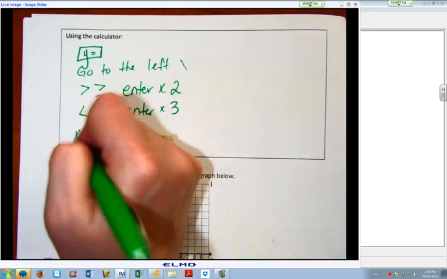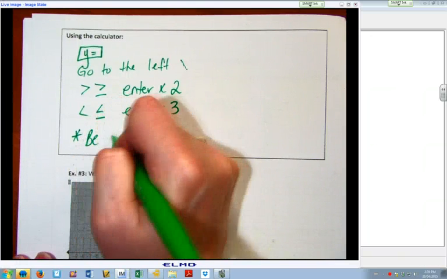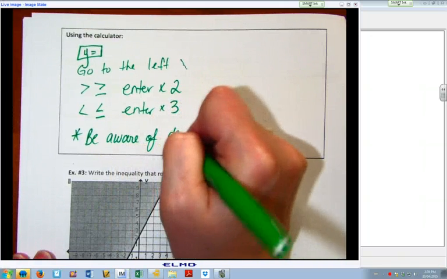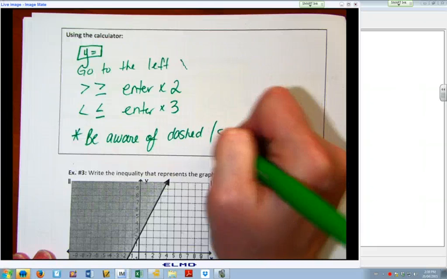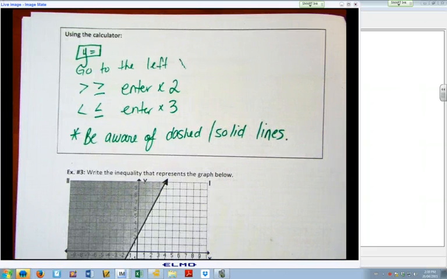And we're just going to put an asterisk. Be aware of dashed, dotted, whatever you want to call it, versus solid lines. You need to draw those. The calculator can't do it all for you. So when you're drawing it out, you just have to understand if it's dotted or solid.